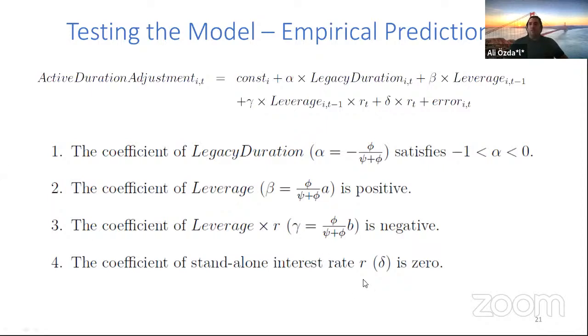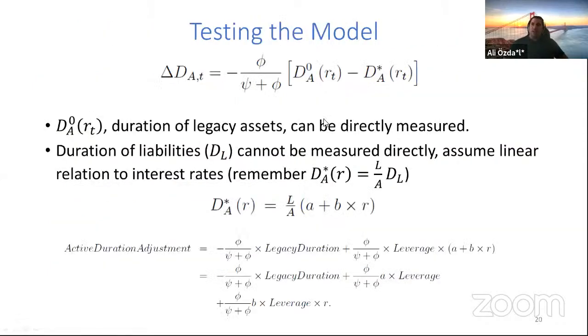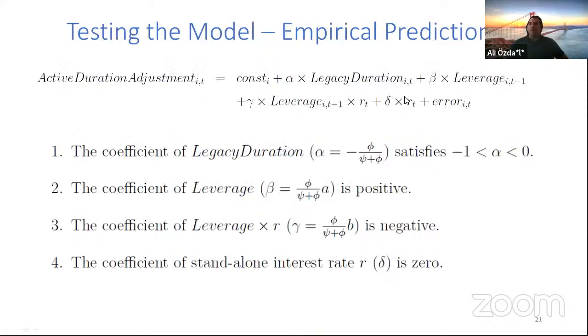And the coefficient of the standalone interest rate should be 0. Why is that? Because if you look at the model and at the equation we have written here, normally there should not be any interest rate in this equation. I have just put the interest rate in the regression to complete the model. If the model is correct, the coefficient of this should be equal to 0. That is, the interest rate will affect the duration adjustment only through its interaction with leverage.